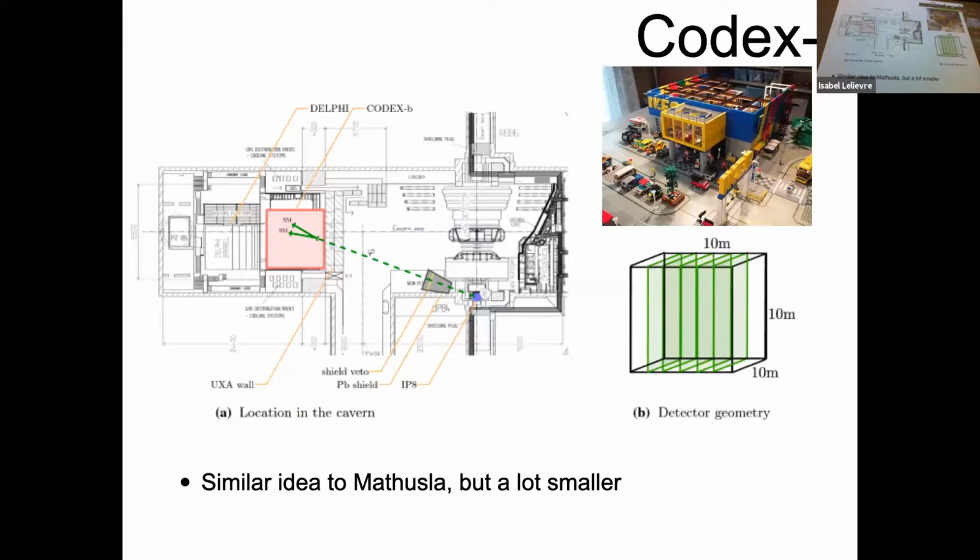Oh, I just wanted to mention, because I forgot to mention it anywhere else, that there's another experiment being proposed called CODEX-b. It's kind of a competitor to Methuselah. It's like a little Lego IKEA. Here's LHCb and here's CODEX-b. It's much closer to the collision axis, and so it's a lot smaller.